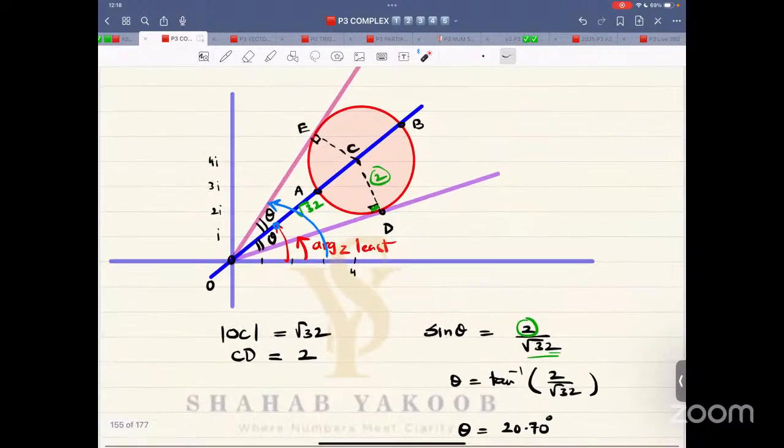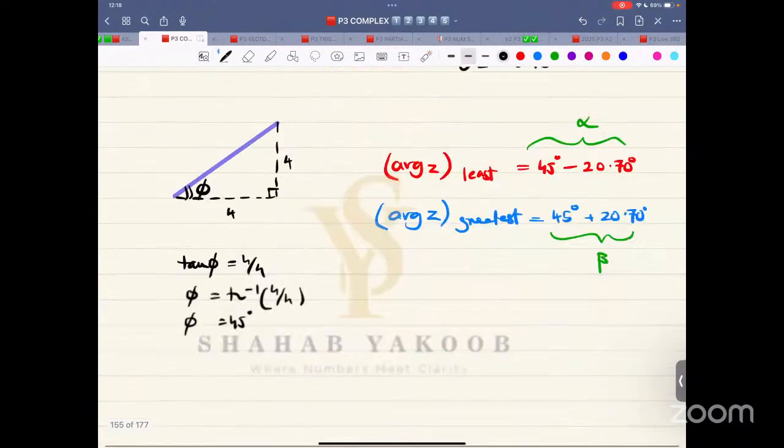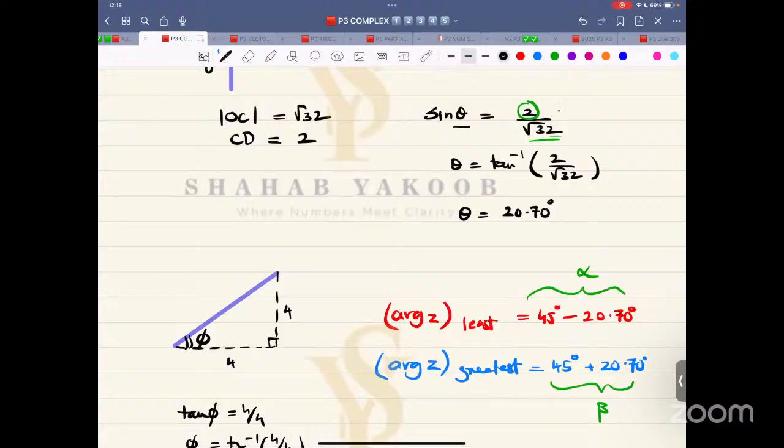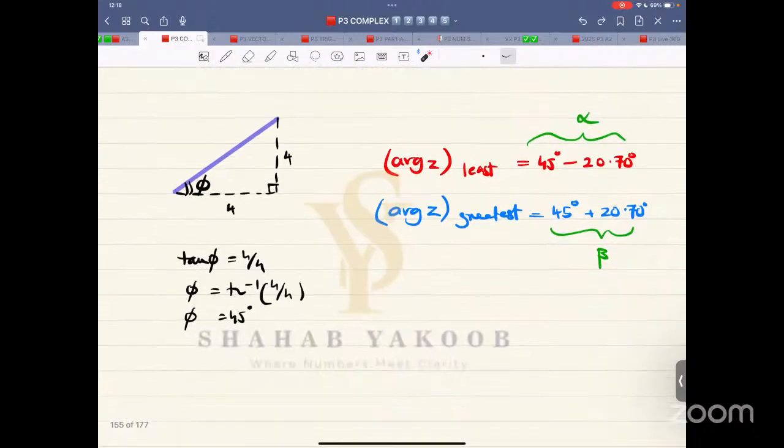Have a good look over here. So now sine of theta is 2 over root 32. That comes out to be 20.7 degrees. And over here, using 4, 4, this angle is 45 degrees. For the least, 45 minus this angle. For the greatest, 45 plus this angle.